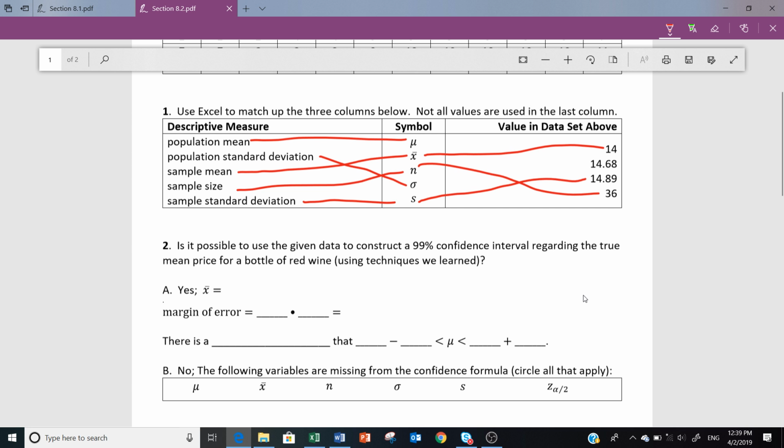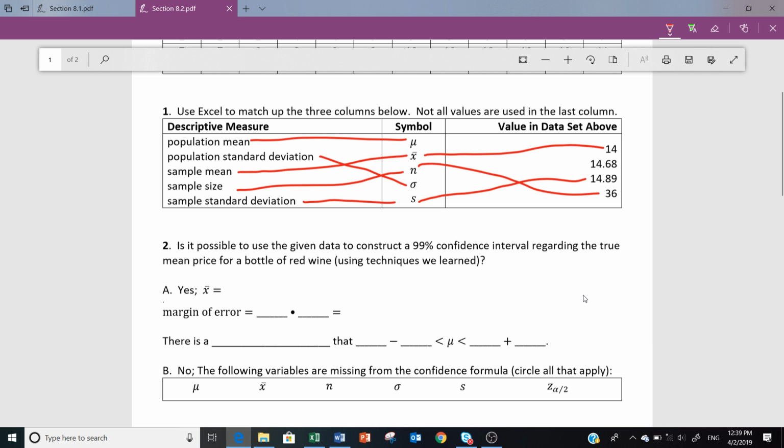I'm confused. Because that's the population standard deviation, and we don't have a line drawn to the population. There are only 4 choices here. Not all values will be used, so there's nothing to be drawn to 14.68.